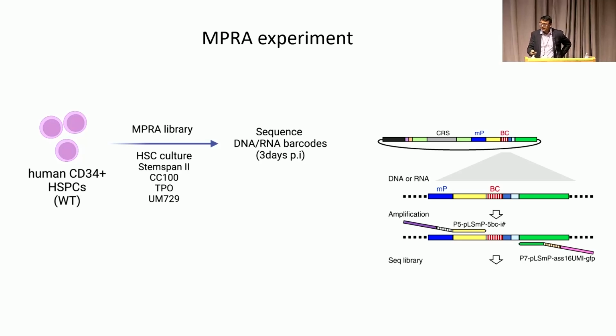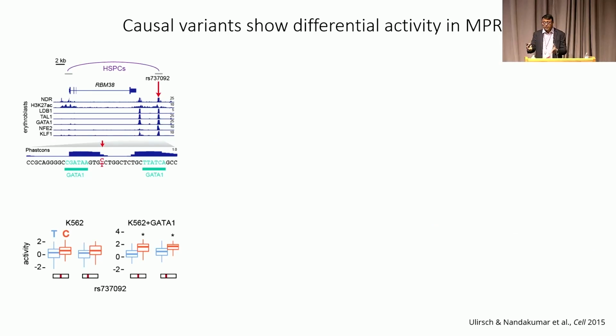So what type of data can we expect from these studies? This is one of the MPRAs we did several years ago in the context of red blood cells. We have a genetic variant located in a non-coding region, which we find upstream of the gene RBM38. If you deliver these constructs into K562 cells, both the T allele and C allele show similar activity. But if you differentiate the cells into red cells by adding GATA1 overexpression, we see that the C allele has much higher activity than the T allele. So by identifying these differentially expressed constructs, we can identify the variants.